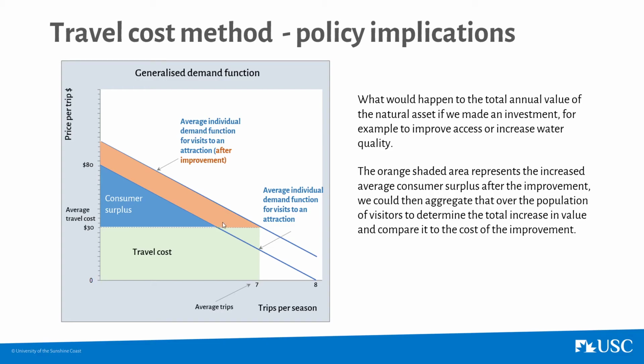So we may find that a $1 million investment in improving the amenities down at Mooloolaba Beach increased visitation, and the overall increase in the total value, the consumer surplus, was maybe $2 million per year, or $20 million over 10 years or something. So we would be able to undertake this cost-benefit analysis. Is that a good investment to make?